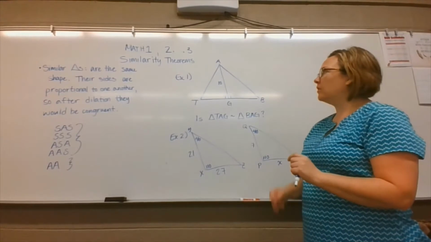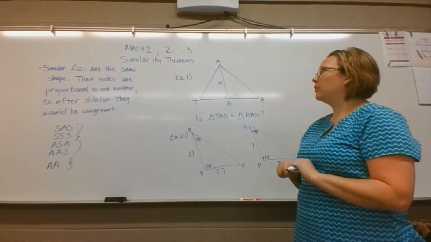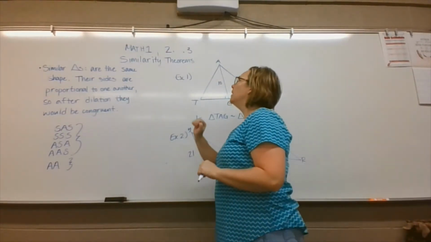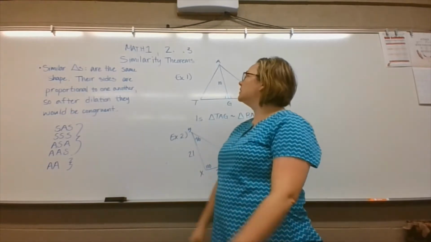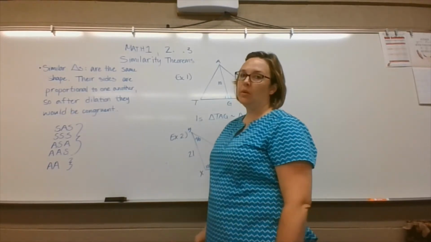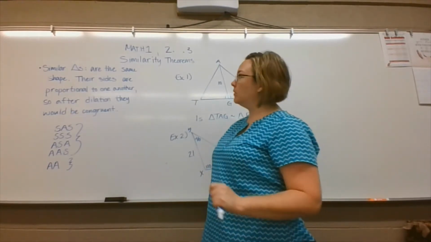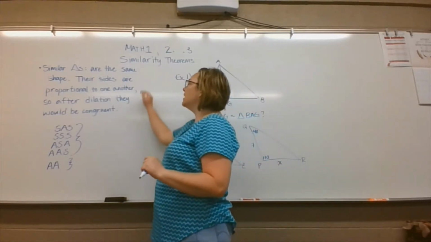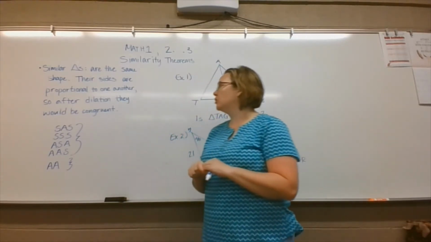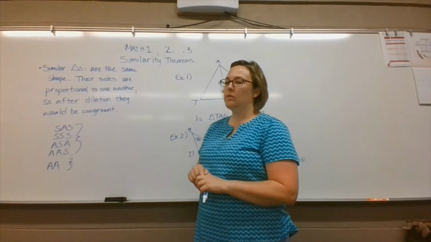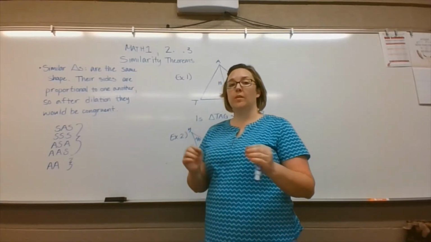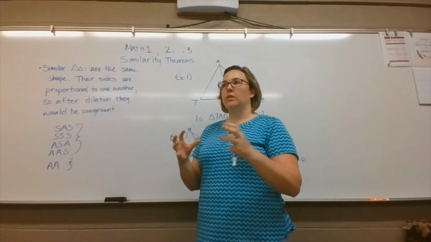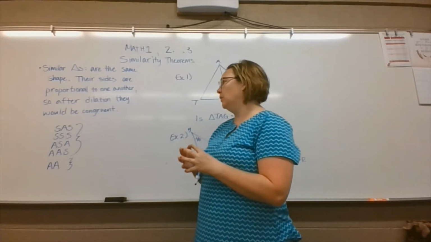Okay, here we go with our last video for your final quiz in Unit 2. This is on similarity theorems. So as a quick recap, similar triangles have the same shape and their sides are proportional to one another. So that after dilation, after multiplying by a scale factor, they will be congruent. All three sides will be equal.